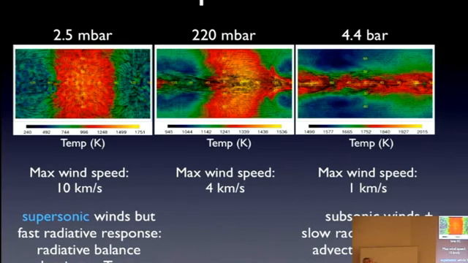The reason is that the thermal response time of the atmosphere in these very tenuous layers is very fast. One way to understand that is that the radiative response time is shorter than the advection time, the time it would take to advect some of the heat away from the day side to the night side. So basically, there are winds, but they don't do much. It's a relatively forced atmosphere, and you see the shining pattern. As you go further down, however, you get denser gas that's better able to advect heat away from the hot day side, and the radiative response time of the atmosphere gets longer and longer. So you see more and more the role of advection.